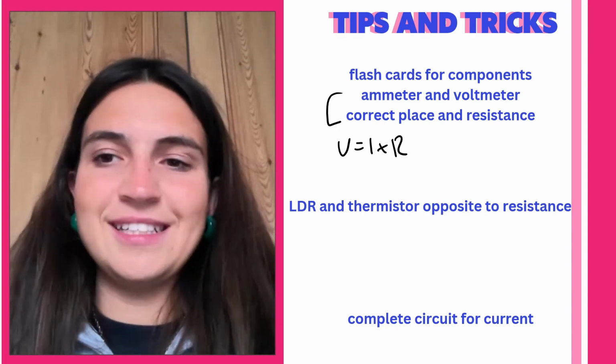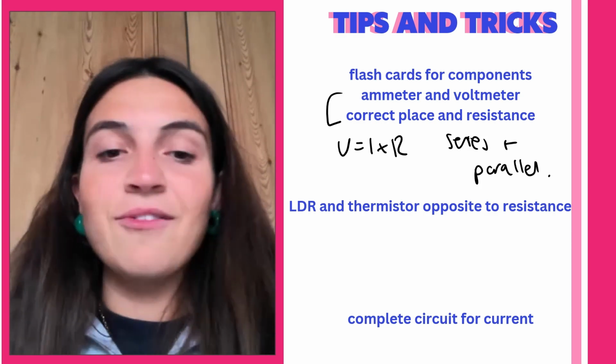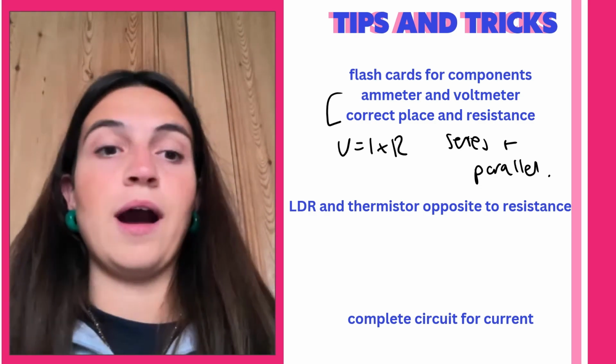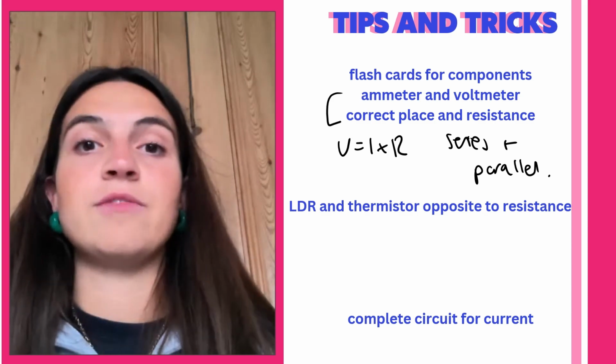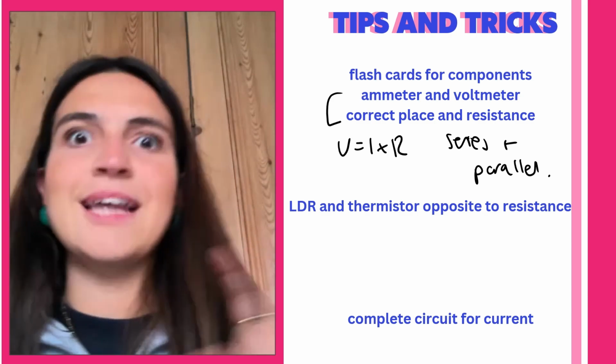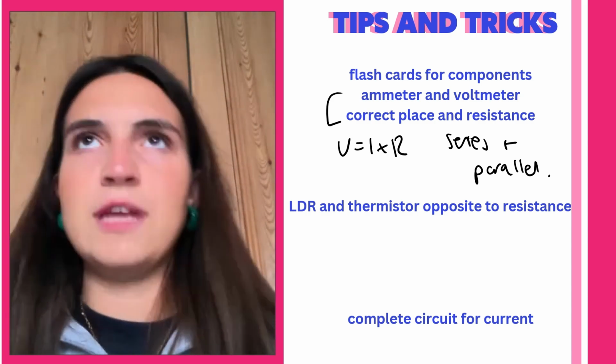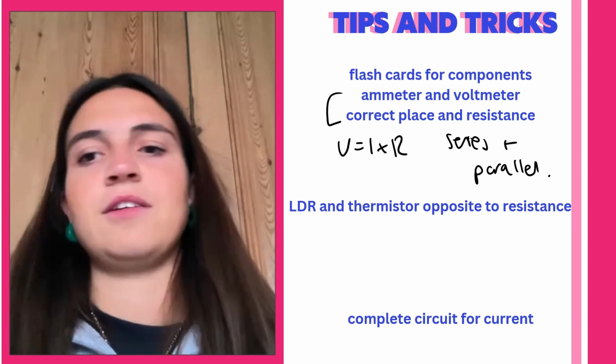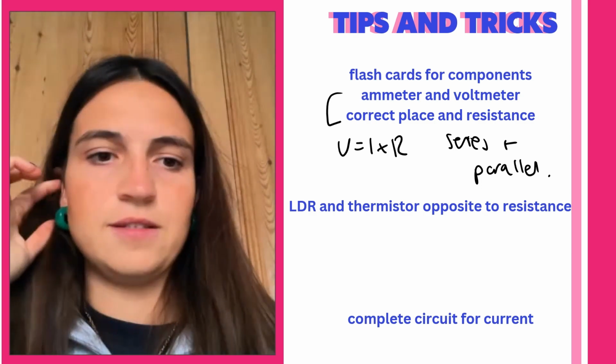And resistance, using V equals I times R, if it asks you how from a circuit you're going to calculate the resistance of something. So that's when you talk about, oh, you need an ammeter, you need a voltmeter to measure your current and your voltage, and then you use this equation to find your resistance.